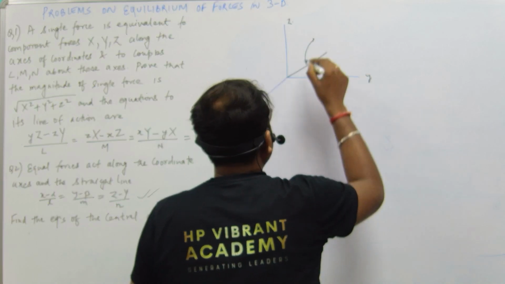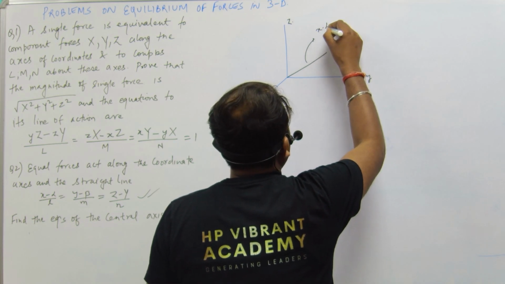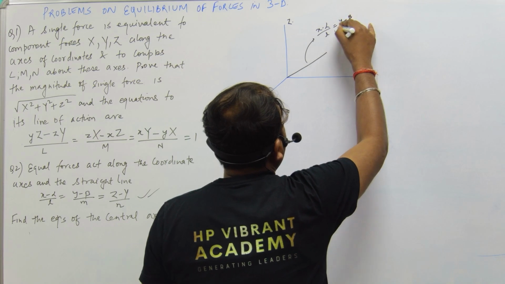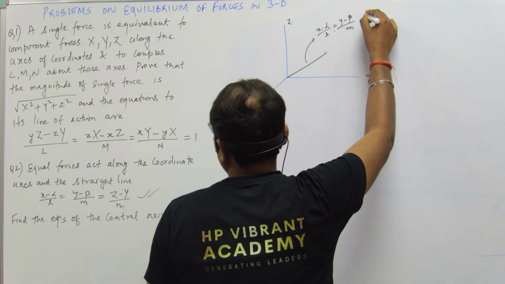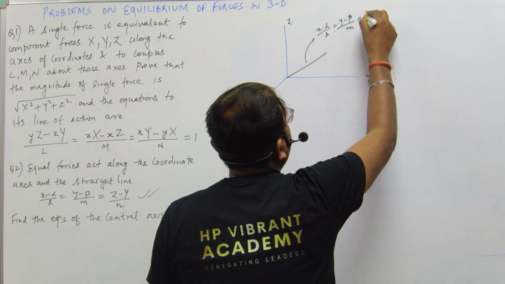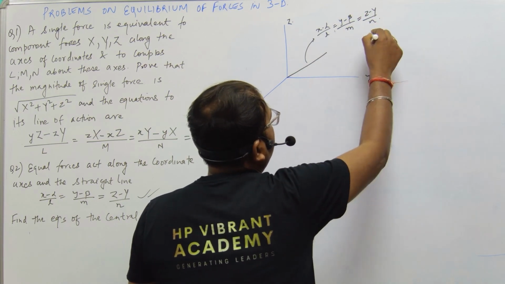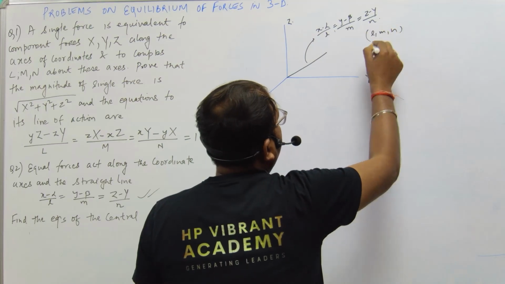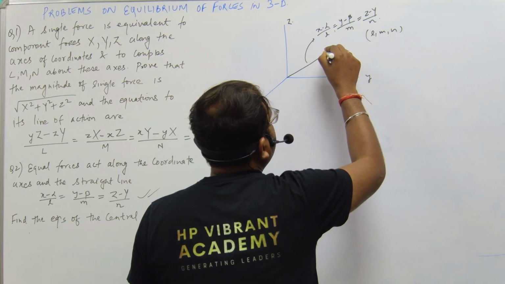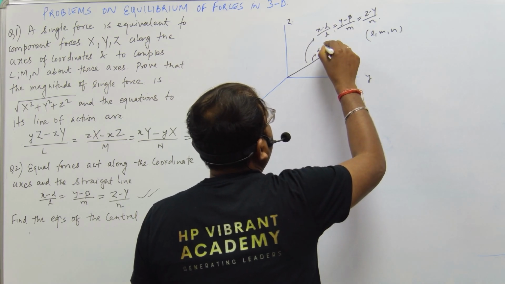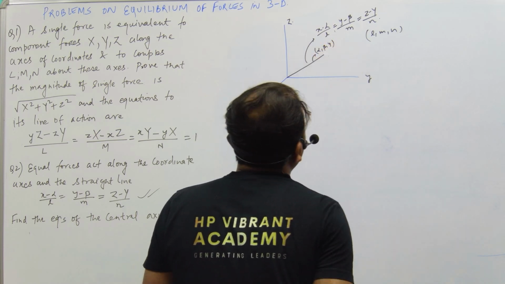The equation of this line is (X minus alpha) upon L is equal to (Y minus beta) upon M, and is equal to (Z minus gamma) upon N. So the direction cosines are L, M and N, and we take an arbitrary point here as alpha, beta and gamma.